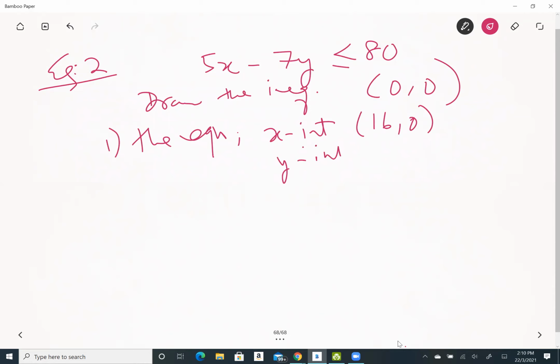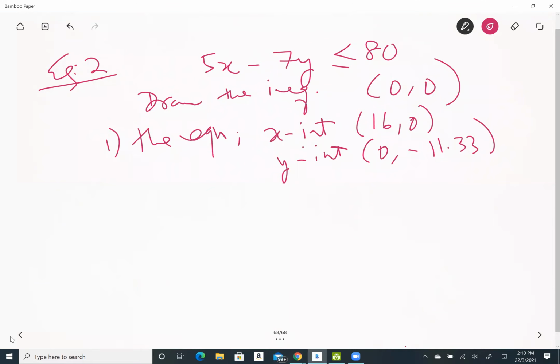Y-intercept? Y-intercept 0, negative 11.3. Give me another point. 3, 3. Okay, so you have these 2 points, 16, 0 and 0, negative 11.3. So what you do here, we draw that inequality. We can put it on the same graph as our first example that I did.